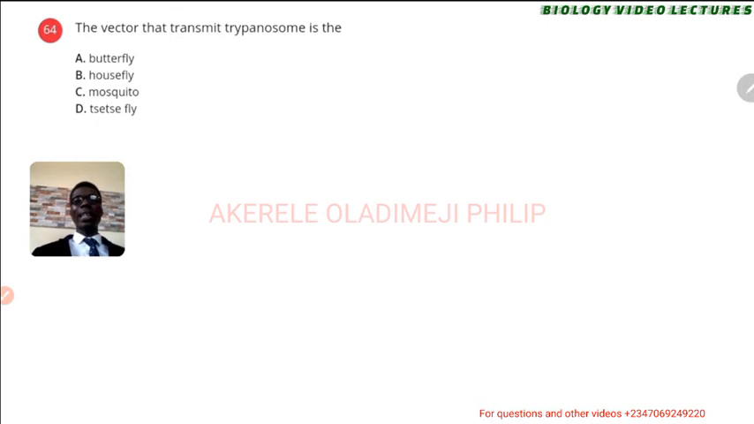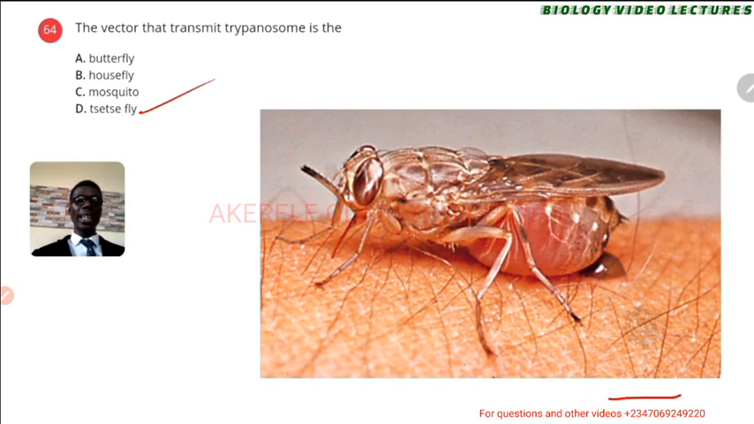The vector that transmits trypanosome, which causes sleeping sickness, is the tsetse fly, which looks like this. This is a tsetse fly that transmits the pathogen called trypanosome. So this is the vector.